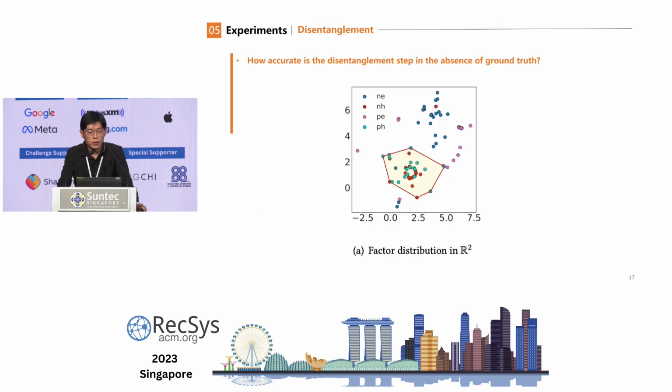Then we talk about our distinguishment performance. We project our embeddings into a two-dimensional space using t-SNE and analyze. We can see NE denotes negative easy, NH negative hard, PE positive easy, PH positive hard. The hard factors are clustered because they are indeed similar to the user, so they carry similar information. The easy factors are scattered because they carry different information and the information is not important.